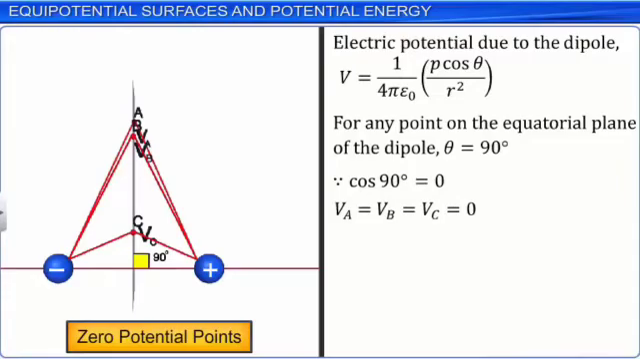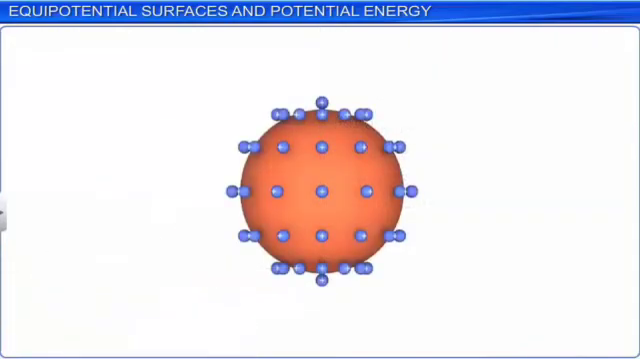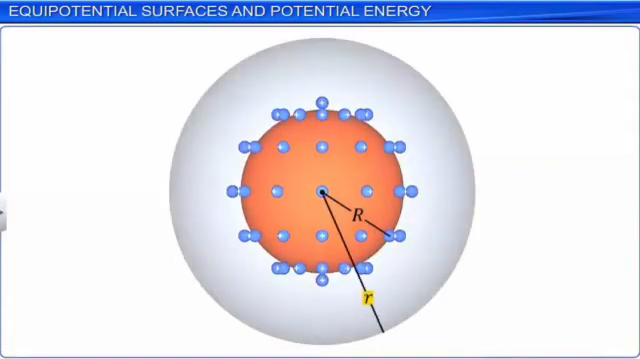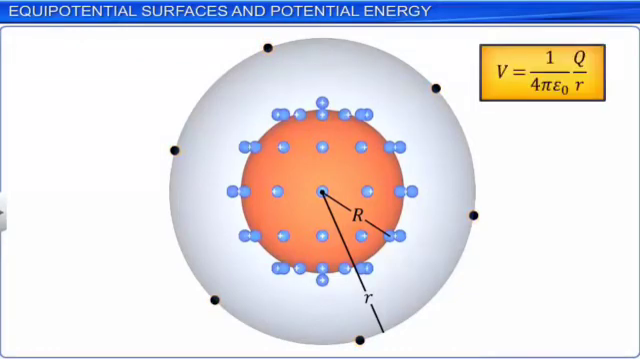Now let us consider a uniformly charged spherical shell of radius r with charge Q on it. Imagine a sphere of radius R around the shell. The electric potential V for any point on the imaginary sphere is given by V equal to 1 by 4 pi epsilon naught Q by R.